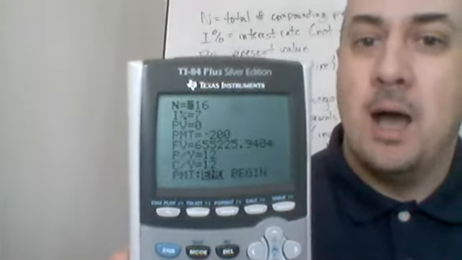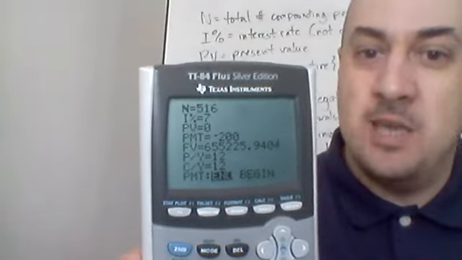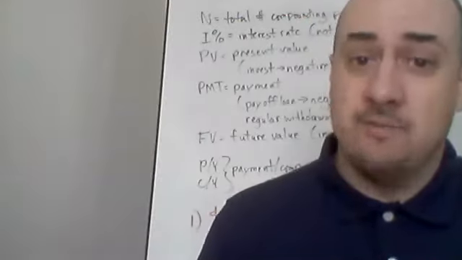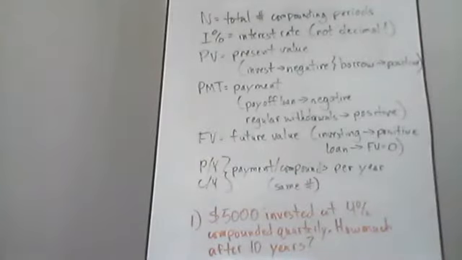Notice there's a whole bunch of stuff here, and this is set up for a problem I've done previously. We have N, I%, PV, PMT, FV, P/Y, C/Y, and PMT: END BEGIN. Now, what does all that stuff mean is written up here. So let me get out of the way so you can see what's written up there.